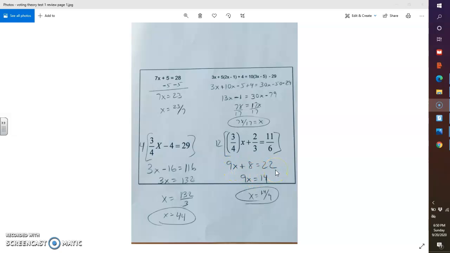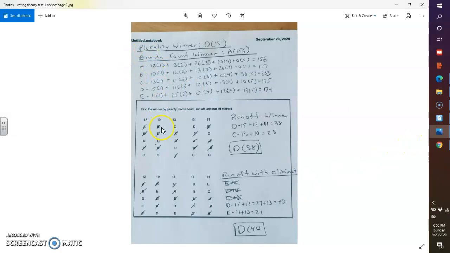We subtract 8 on both sides, and we get 14. 9x equals 14. We divide 9 on both sides, and x equals 14 over 9. Now, the voting theory, we're going to find the winner 4 different ways using the same exact vote. My plurality winner is pretty easy.